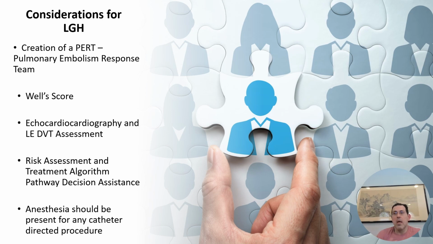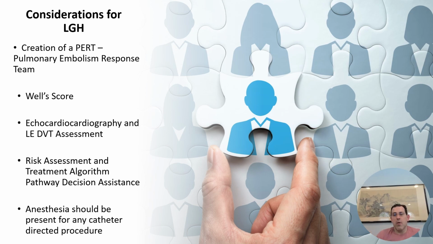Of course, that'll be very important for the decision upon whether or not someone requires thrombolysis. An individual in this PERT team could also assist you with the decision algorithm in terms of where someone would go in terms of treatment. Maybe they just require an IVC filter.